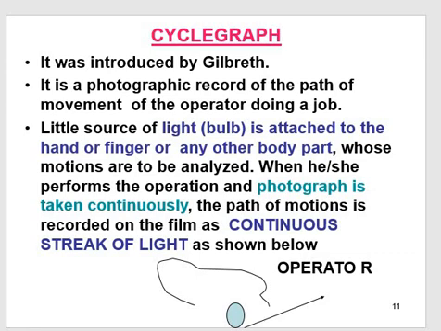Next is the cycle graph. So what is this? It was introduced by Gilbreth. Okay, it was a photographic record of the path of the movement of the operator doing a job. So here you are recording the path of the movement of the operator. So a little source of light bulb is attached to the hand or finger or any other body part whose motions are to be analyzed. When he or she performs the operation and photographs are taken continuously, the path of motions is recorded on the film as a continuous streak of light. So by the continuous streak of light, you can analyze the operator's motion.